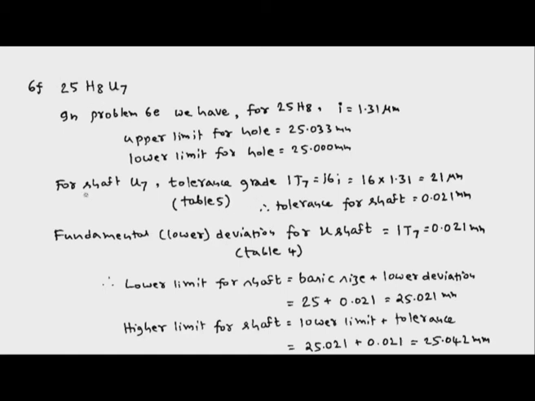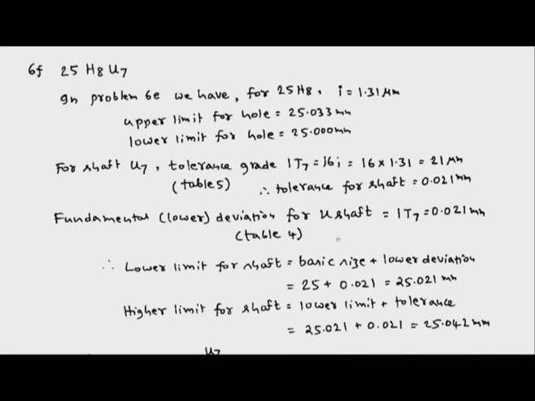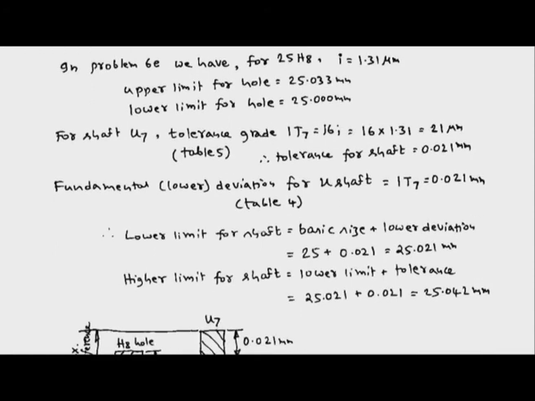And now, moving to shaft U7, the tolerance grade is IT7, this is equal to 16 times I. So, we get the tolerance value of 0.021 millimeter, and fundamental deviation for U shaft is equal to IT7, and this is equal to again 0.021 millimeter.